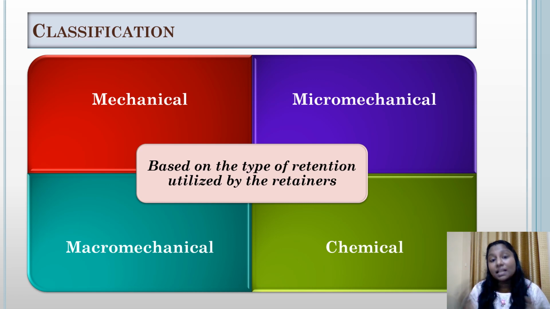So now let's see the classification. Based on type of retention, we have four types. This includes mechanical, micromechanical, chemical, and macromechanical. Let's see each of these one by one.